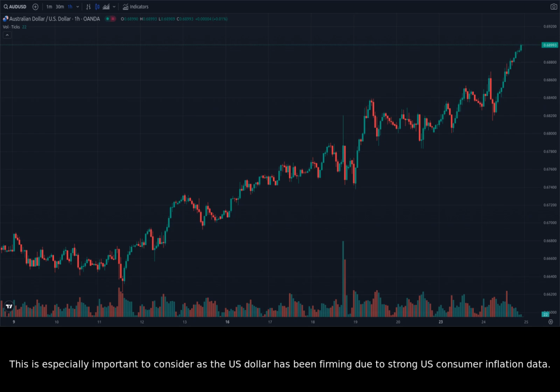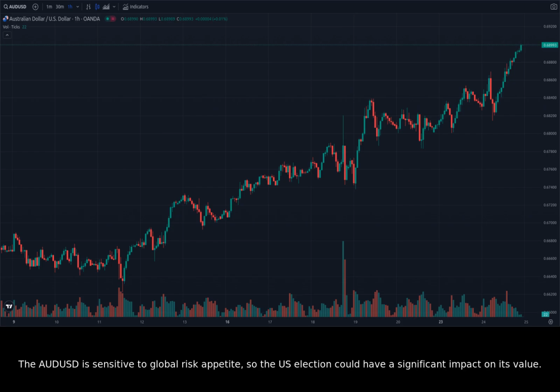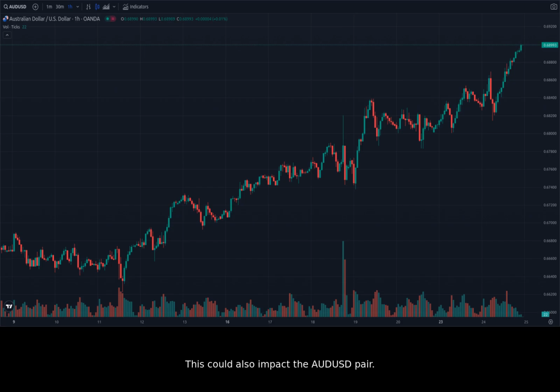This is especially important to consider as the US dollar has been firming due to strong US consumer inflation data. This could weigh on the AUDUSD pair. The AUDUSD is sensitive to global risk appetite, so the US election could have a significant impact on its value. The market is closely watching for further evidence of an economic slowdown. This could also impact the AUDUSD pair. If the RBA surprises the market with a rate cut, it could also lead to a downward move in the AUDUSD. We need to stay vigilant and monitor the market closely for any signs of a potential reversal.